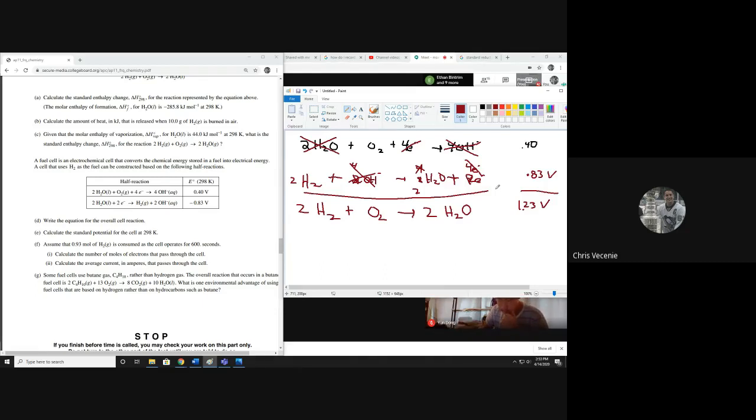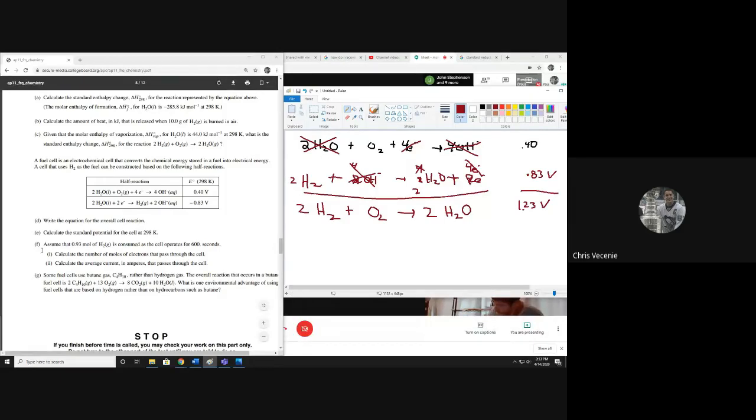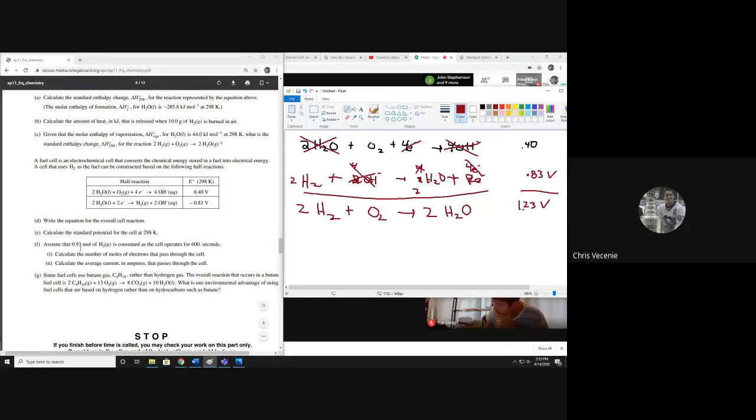F is the reason why I wanted to do this one. We haven't done one like this yet. It says, assume that 0.93 moles of H2 is consumed as the cell operates for 600 seconds. And then it says, calculate the moles of electrons that pass through the cell. So these are plating problems. Anytime you see time involved, it's a plating problem, which are just bracket problems like we were doing on Friday. Where you either start with an amount and you try to run it to time, or you start with time and current and you try to get it to the amount that plates out.